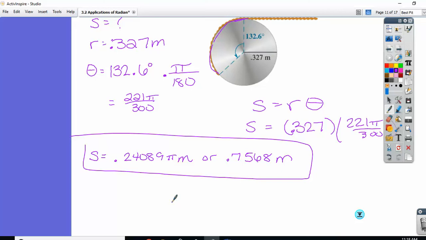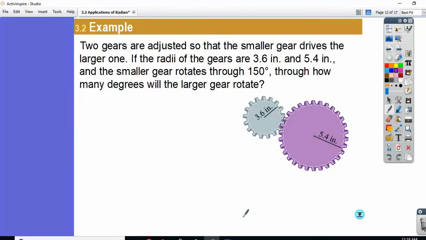Let's look at a more challenging one. Two gears are adjusted so that the smaller gear drives the larger one. What does that mean? You're spinning the small one, which in turn makes the larger one spin. Okay. If the radii of the gears are 3.6 inches and 5.4 inches, and the smaller gear rotates through 150 degrees, through how many degrees will the larger gear rotate?